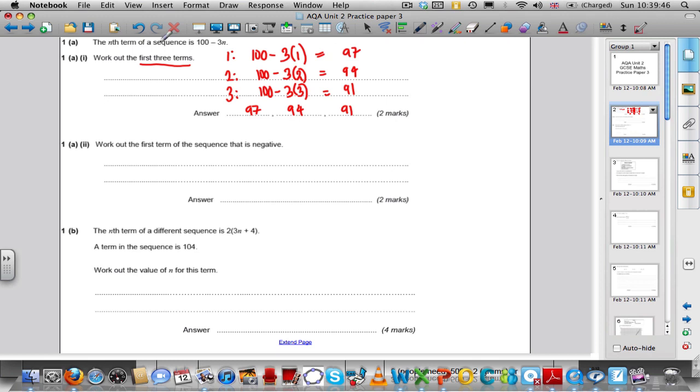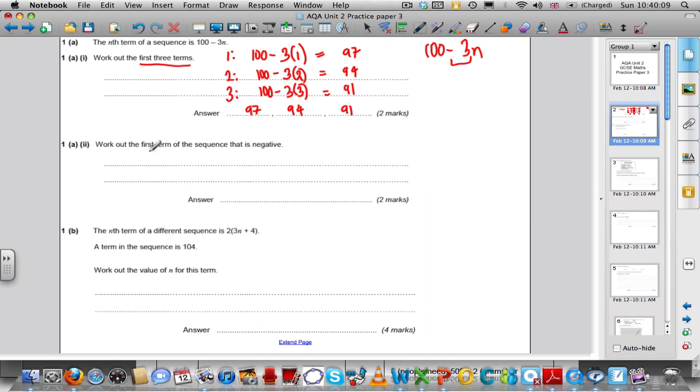Could do it a quicker way. Given that you know the sequence is 100 subtract 3n, the negative 3 in front of the n tells you the sequence is going down in threes. So once you have the first term 97, you could read off the next one must be 3 less, 94, and the one after that must be 3 less, 91.